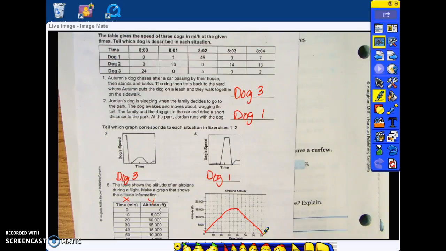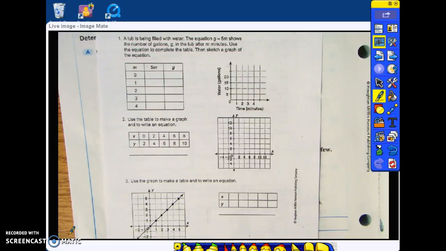And that is what you should have for 10-1. On the back, a tub is being filled with water. The equation G = 5m shows the number of gallons G in the tub after m minutes. Use the equation to complete the table. Then sketch a graph of the equation. So we have our input that's given to us. This is our X, and we have to plug your input in to your equation. So we've got 5 times 0, 5 times 1, 5 times 2, 5 times 3, and 5 times 4.